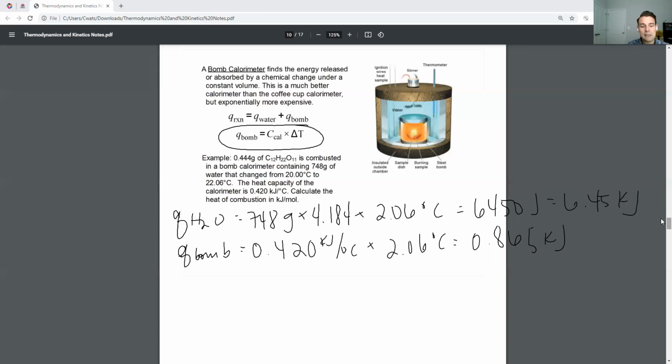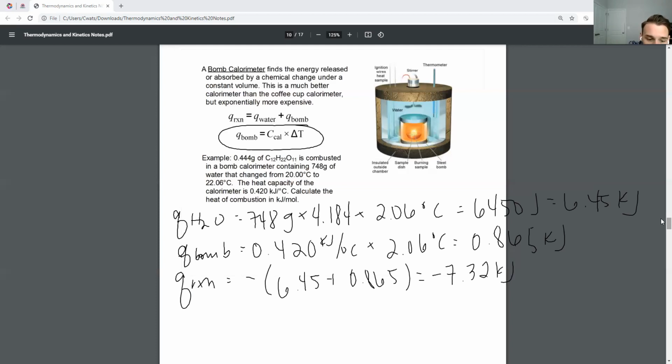Now, that's what the bomb did and the water did. So now the Q of the reaction will be equal to the negative of these things added together, 6.45 plus 0.865. Because if the water and the bomb absorbed, that means the reaction gave off. Also, it's a bomb calorimeter. You're literally lighting the thing on fire. The reaction will always be exothermic. And that gives me negative 7.32 kilojoules.